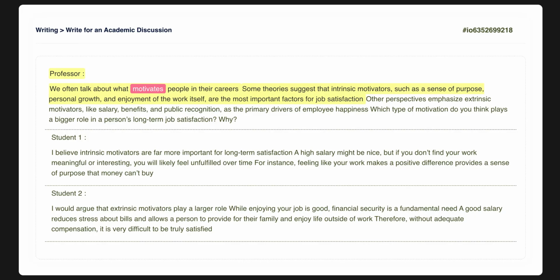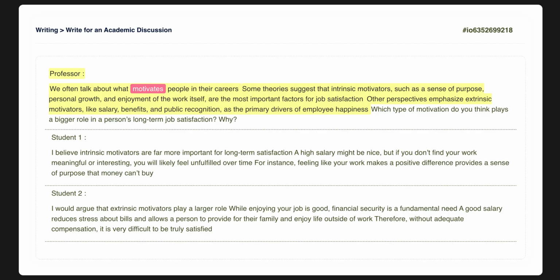Here, the professor defines intrinsic motivators. These are internal rewards, like feeling your work matters, or simply liking the tasks you do every day. Notice how the professor lists examples to help you understand the concept. Other perspectives emphasize extrinsic motivators, like salary, benefits, and public recognition, as the primary drivers of employee happiness. Now we see the opposite side, extrinsic motivators. These are external rewards like money or awards.